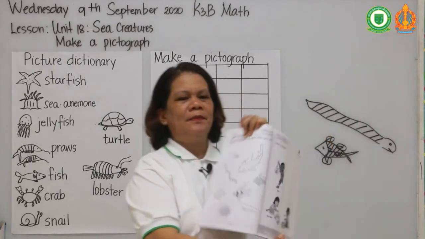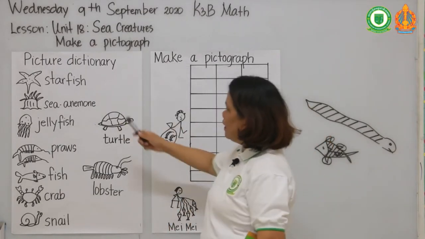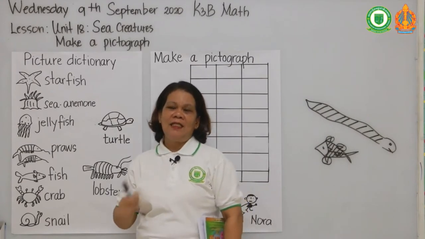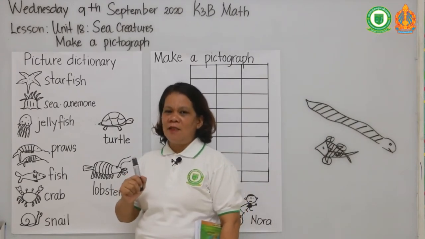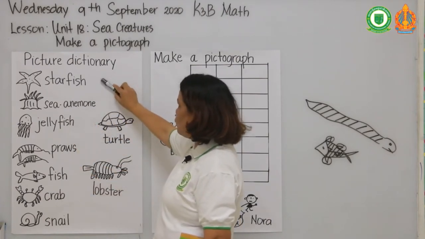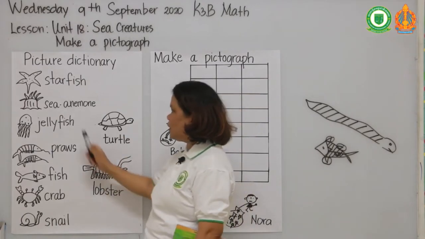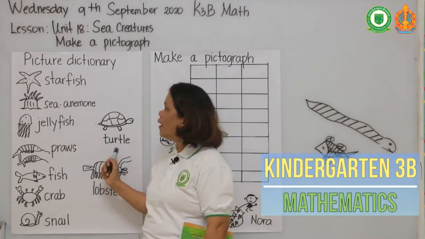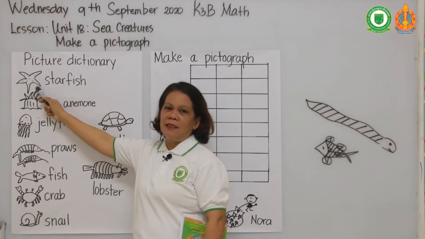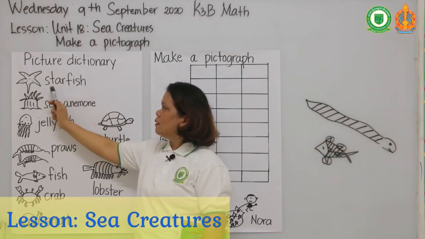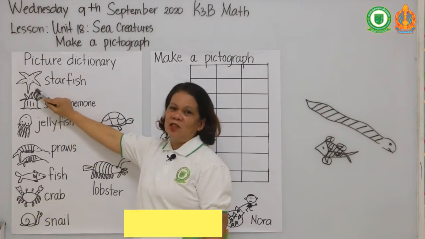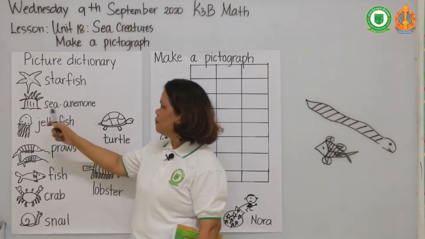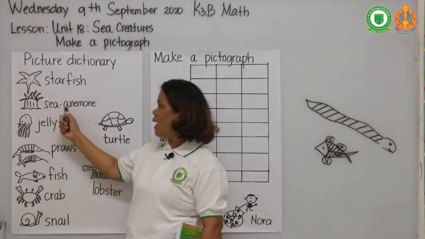So our lesson today is sea creatures, or the animals that you can see in the water or in the sea. Here is the picture dictionary. You can see the pictures of the sea creatures here, and please be familiar with the spelling of their names. This is a starfish. The shape is like a star. And this one is a sea anemone.